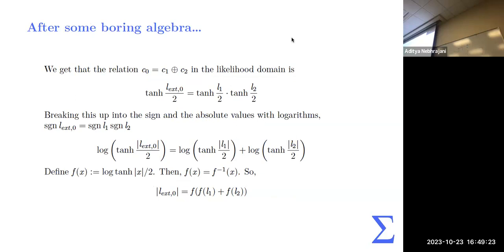Breaking this up into the sign and absolute values with logarithms, you get this, right? The sign is really easy, it's just the product of the signs of L1 and L2. Then you get this function, where multiplication becomes addition in logarithms. If this looks bad, that's because it is. We were talking about wanting our hardware complexity to be low, and obviously computing logarithms and hyperbolic tangents in hardware is not so good. But there's a very elegant approximation of this, and the way we do that is the following.